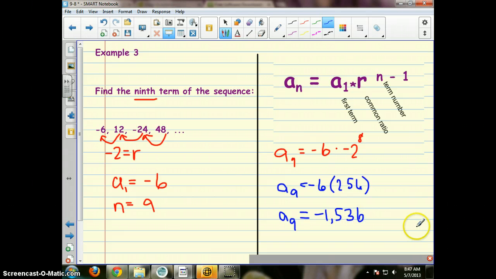So that formula comes in handy again when you want to find something way down the line in your sequence and don't want to have to actually work it out to get there. So now you can see I plugged in the numbers, I simplified my expression, and now you can find something way down the line in your sequence without having to work it out along the way.